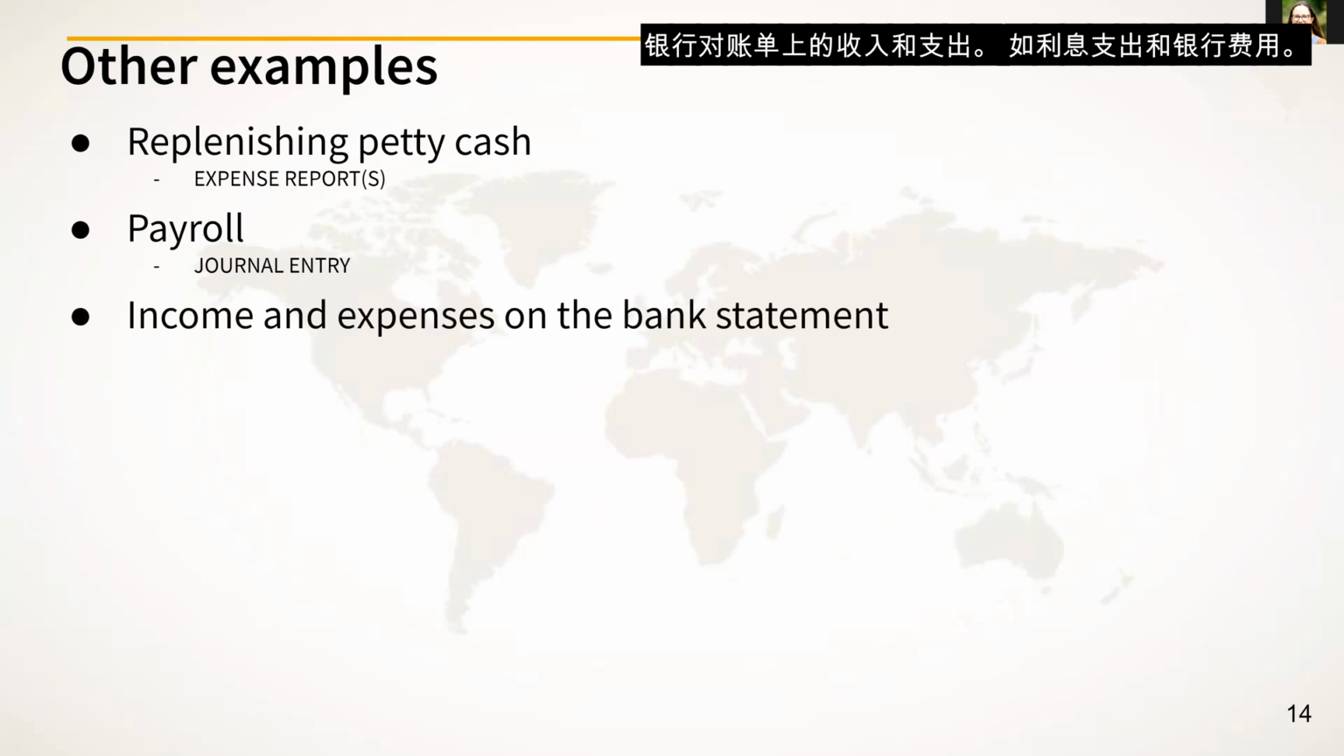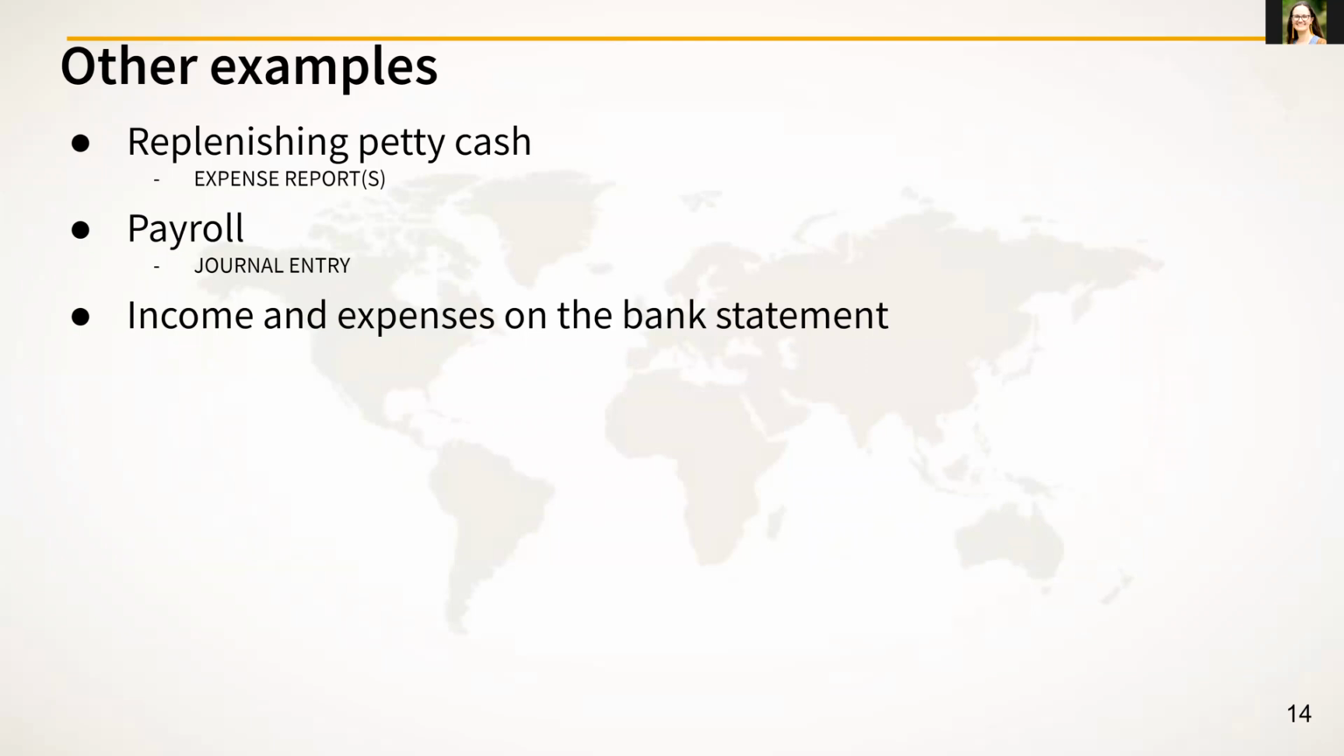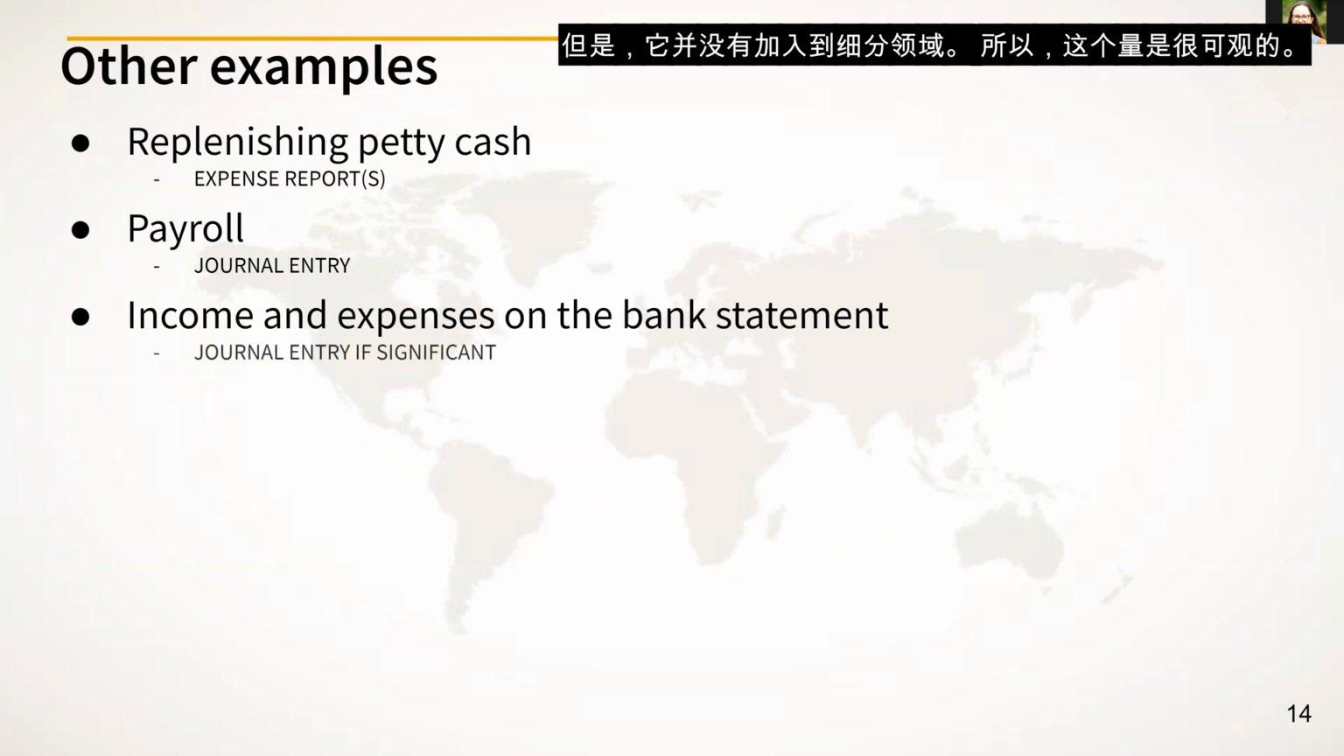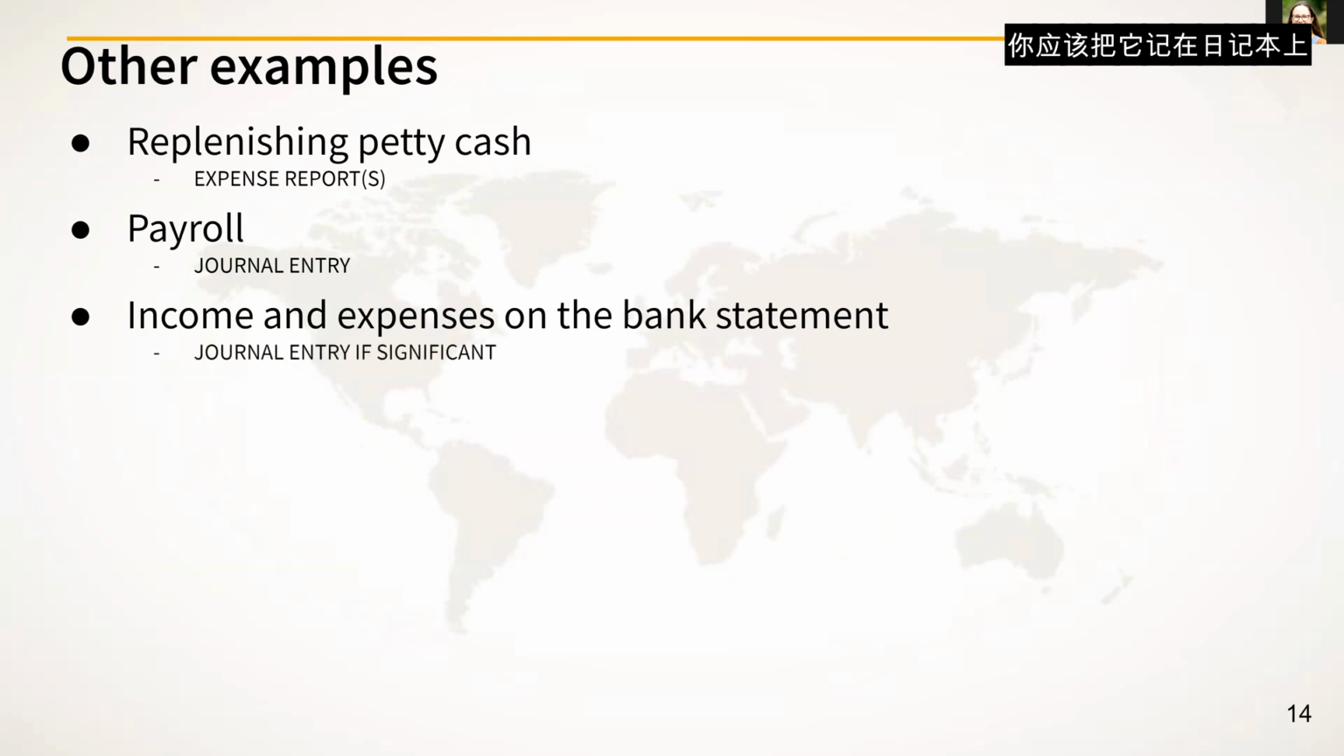Income and expenses on the bank statement, such as interest expense and bank fees. The bank reconciliation screen in NetSuite has the ability to add in these small income and expense amounts. However, it does not add in segmentation. So if the amount is significant, you should enter it as a journal entry so that we can capture all of the segmentation information.